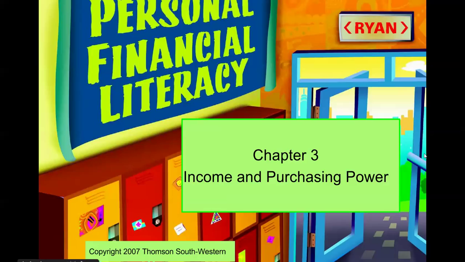Income and purchasing power. In this section, we're going to look at inflation and prices. You should be able to define inflation and explain how it is measured. You should be able to describe the types of inflation, the causes of inflation, and explain how inflation and employment levels are related. Lastly, you'll be able to explain how inflation affects spending, saving, and investing decisions. So, what is inflation?